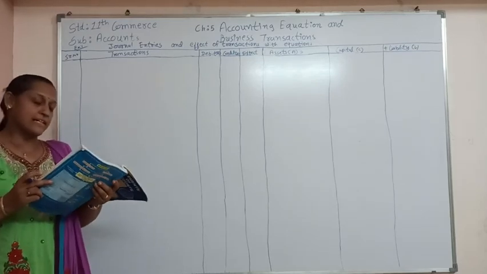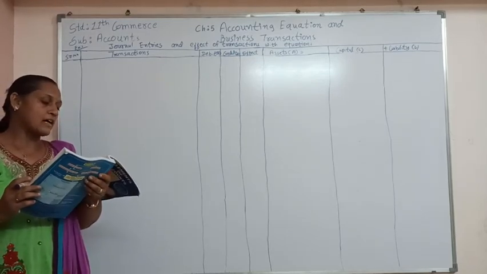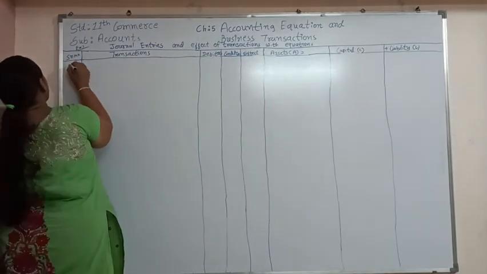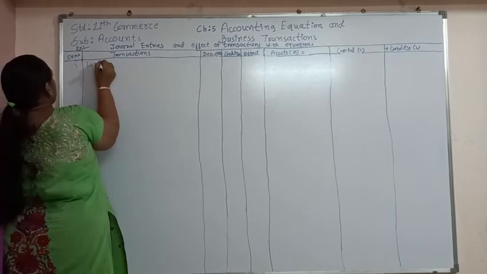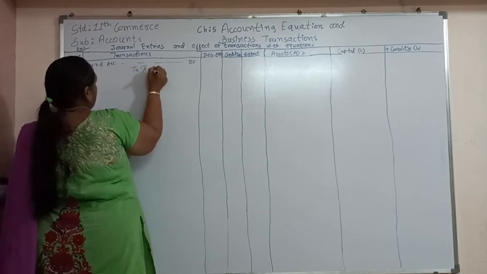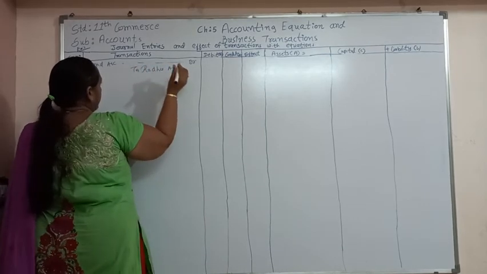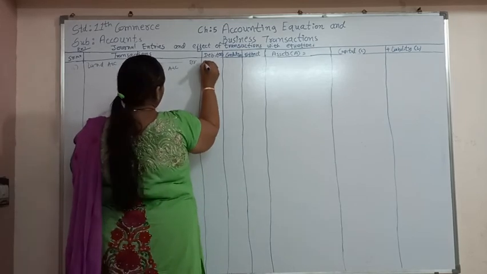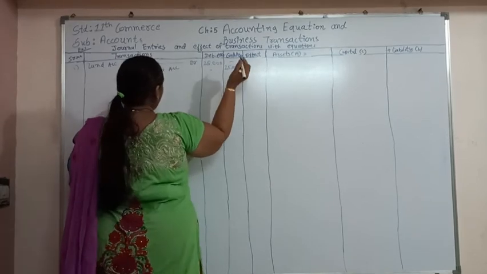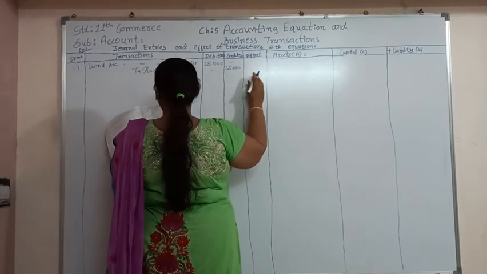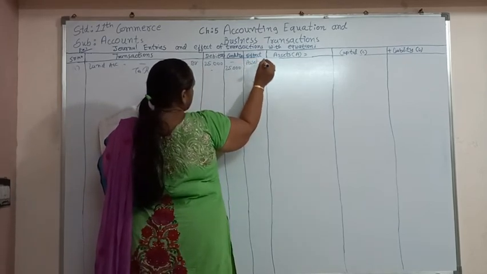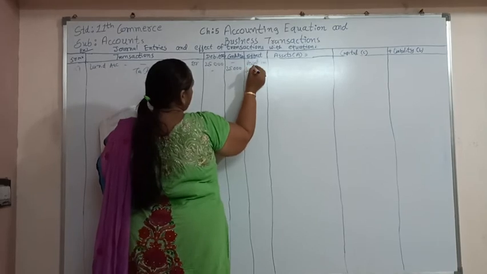Next transaction is transaction number 11. Land purchase from Radha of rupees 25,000. So land account debit to Radha. That journal entry we are going to pass. And here the amount is of rupees 25,000. Here asset is going to be increased and liability is going to be increased. Asset increase, liability also going to be increased.